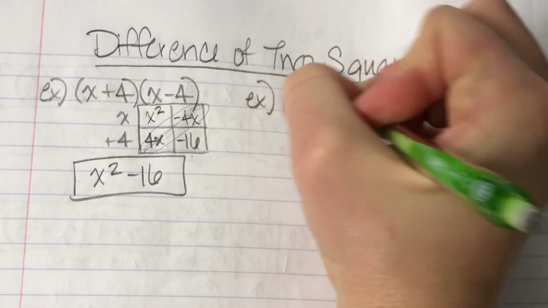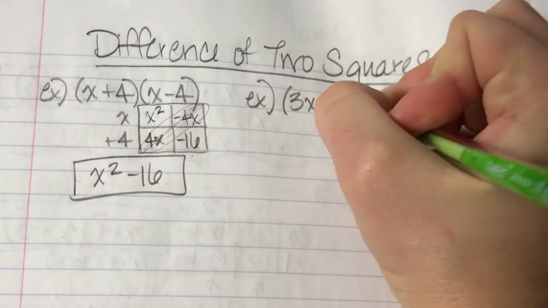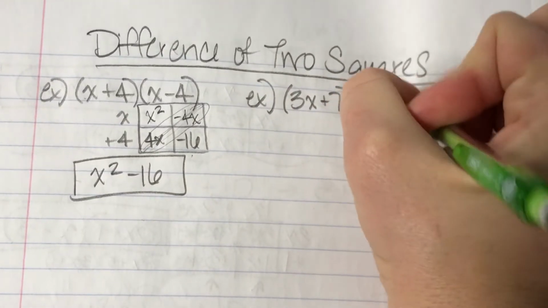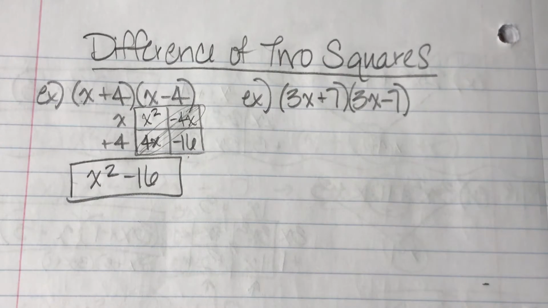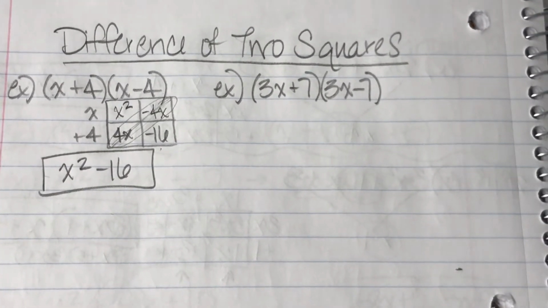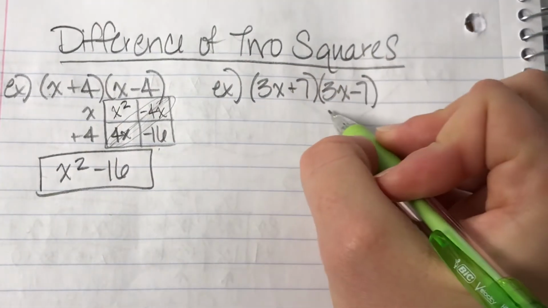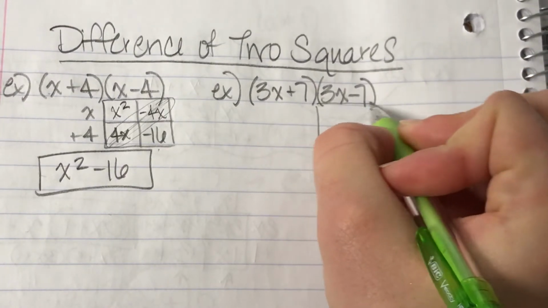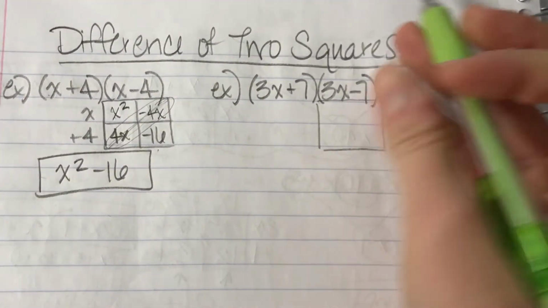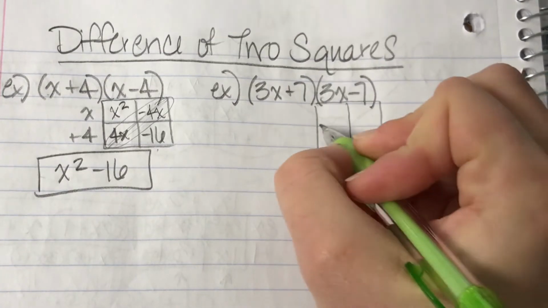What about 3x plus 7 times 3x minus 7? Again, it's a multiplication. So I'm going to set up the box.